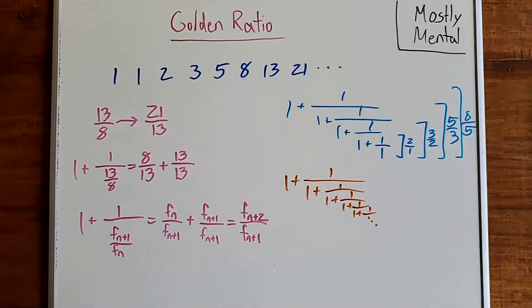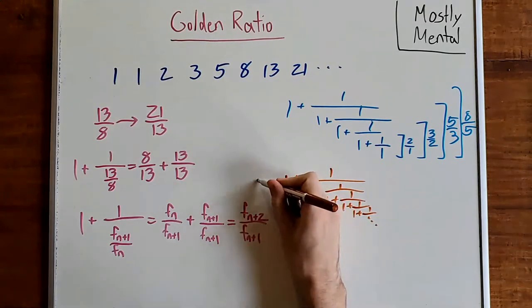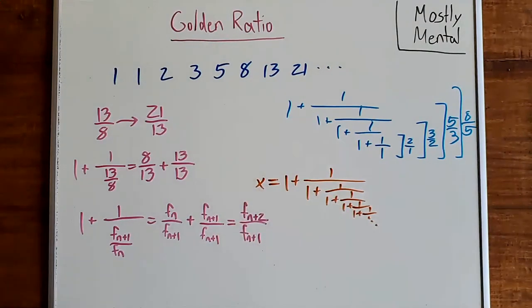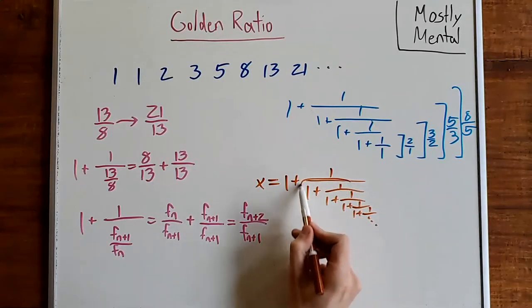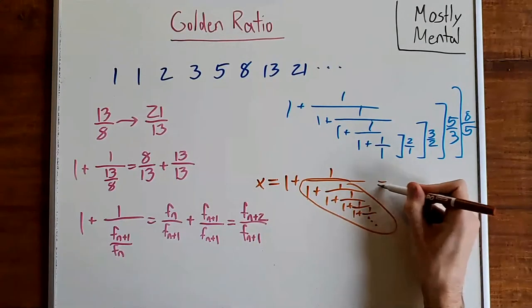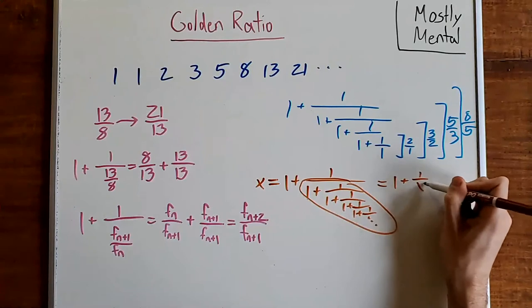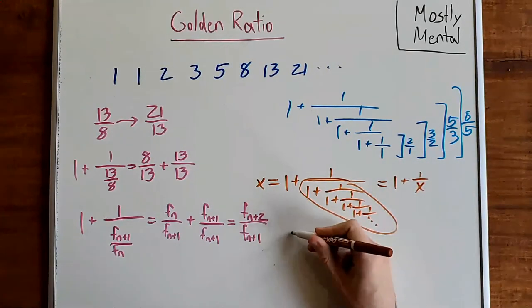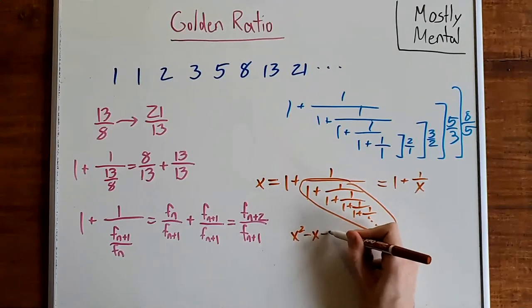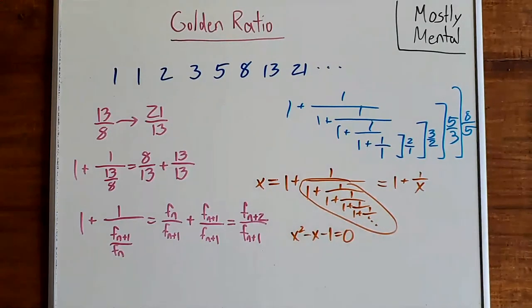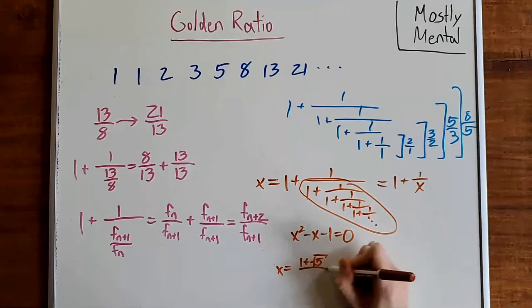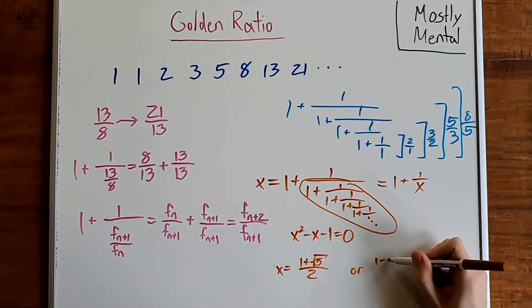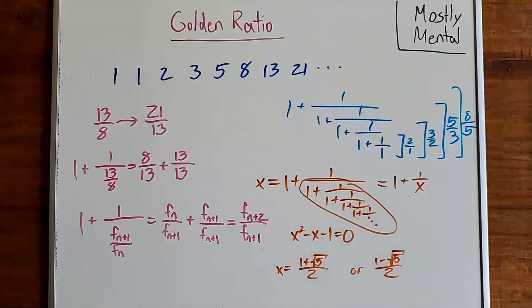So, what is this continued fraction equal to? Well, let's give it a name, x. And notice that there's another copy of x sitting right here in the denominator. So, this is really equal to 1 plus 1 over x. Multiplying through by x and rearranging, we get x squared minus x minus 1 equals 0. Solving, we get x equals 1 plus the square root of 5 over 2, or 1 minus the square root of 5 over 2. And we want the positive solution here.